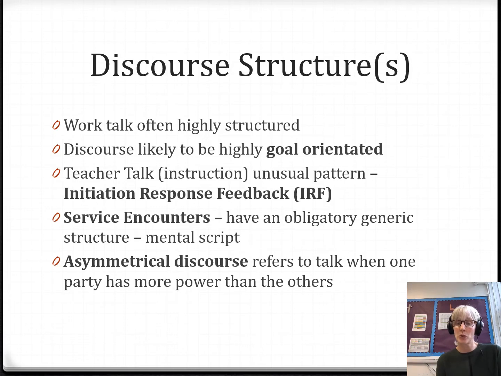There's another kind of discourse structure that's very specific, which we are calling service encounters. That's when someone goes into a shop or a restaurant or anywhere that offers a service to the public and tries to get the service out of the place. They have certain obligatory elements to them that we can talk about. And the other thing that often happens with discourse in an occupational setting is you get asymmetrical discourse. That is, one participant will have a great deal more power than another, and that can affect how discourse works.